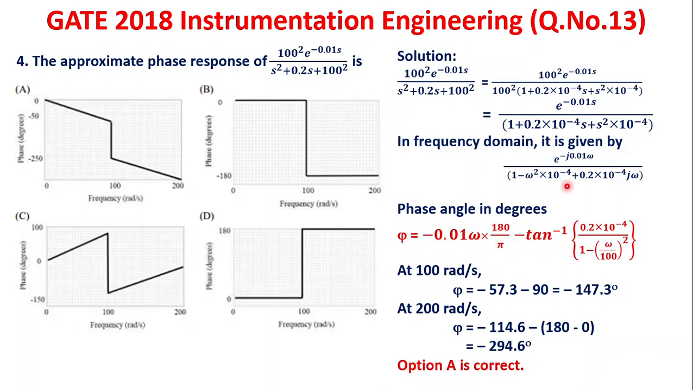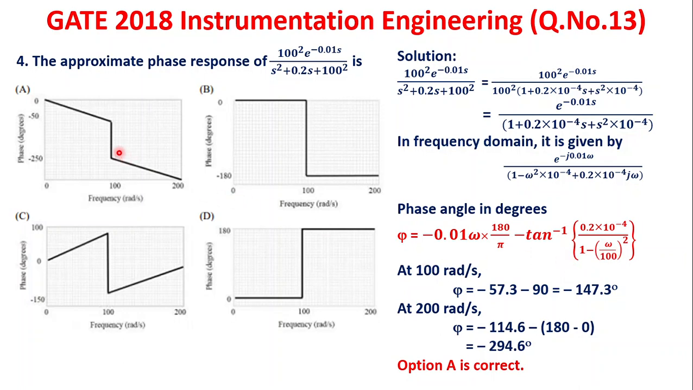Then for this particular thing, the phase angle is tan inverse of imaginary part by real part. What is the imaginary part? 0.2 into 10 power minus 4. What is the real part? 1 minus omega square 10 power minus 4. That's also tan inverse of 0.2 10 power minus 4 over 1 minus, so that omega square 10 power minus 4 is written as omega by 100 whole square, just to get the 1 minus u square form, that's all. Even we could have written 1 minus omega square 10 power minus 4 also.